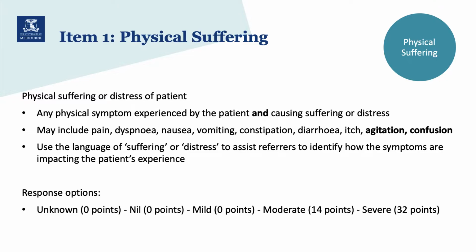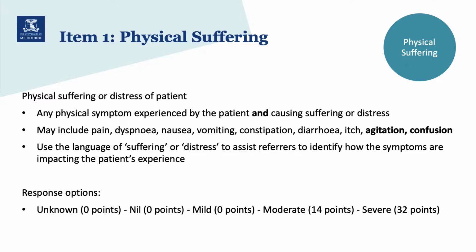So item 1 on the tool itself is physical suffering. So that's physical suffering or distress of the patient. That can be any physical symptom experienced by the patient that is causing suffering or distress. So it might include pain, dyspnea, which is shortness of breath, nausea, vomiting, constipation, diarrhea, even itch. And we've included here agitation and confusion as these symptoms, which might be connected to a delirium, really fall into the physical category and need to be treated as such. We use the language suffering or distress really to assist referrers to identify how the symptoms are impacting the patient's experience.